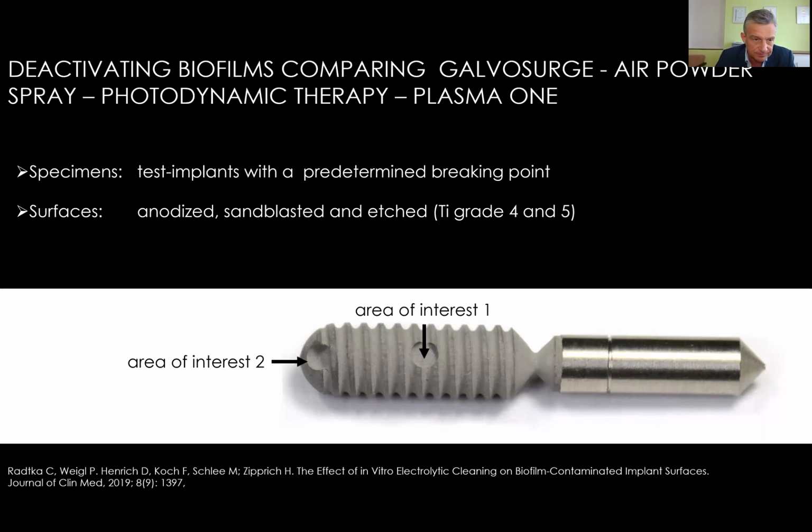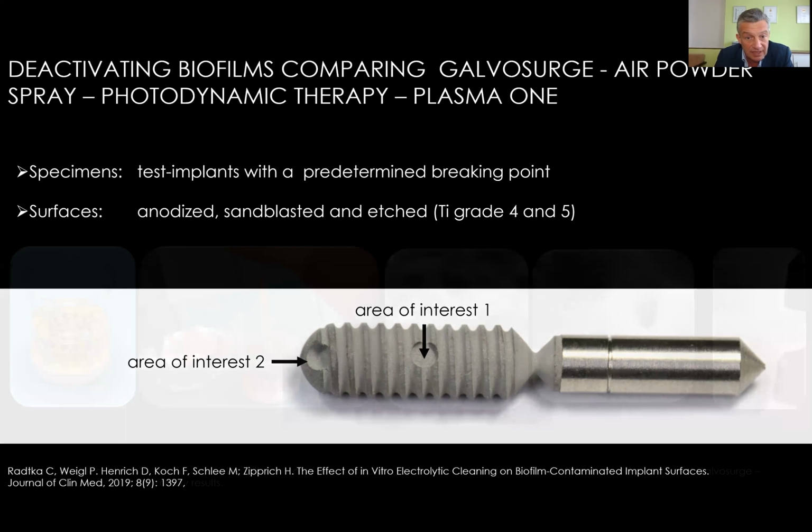Now we tested common cleaning methods and compared them to the electrolytic approach. We tested GalvoSurge versus air powder spray versus photodynamic therapy versus cold plasma and different other things. I just share air powder spray with you, which is one of the most common methods, because we have limited time. You can see it in the published articles if you want to go deeper into these methods. We investigated always the same areas, area of interest 1 and 2, to be sure to minimize any bias.